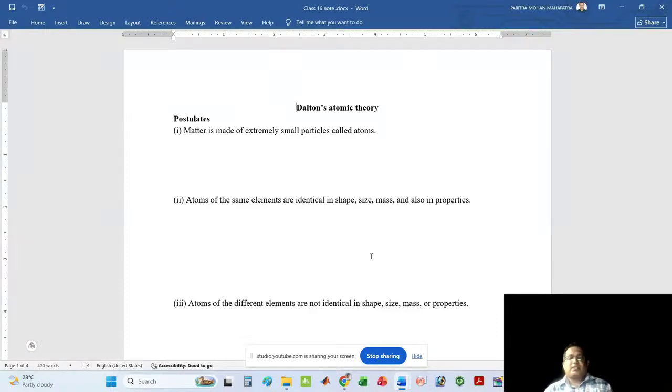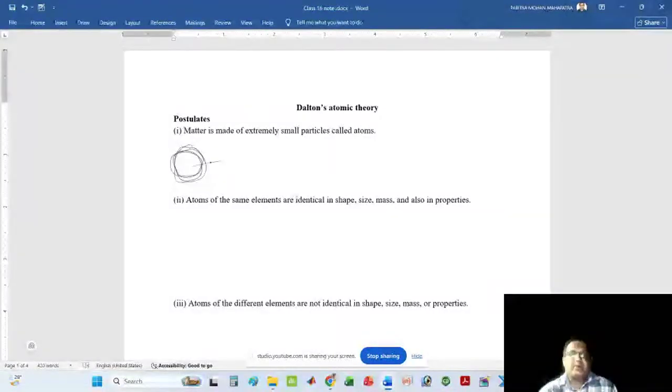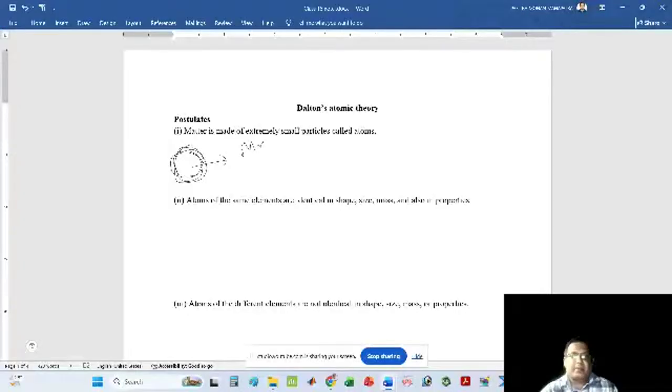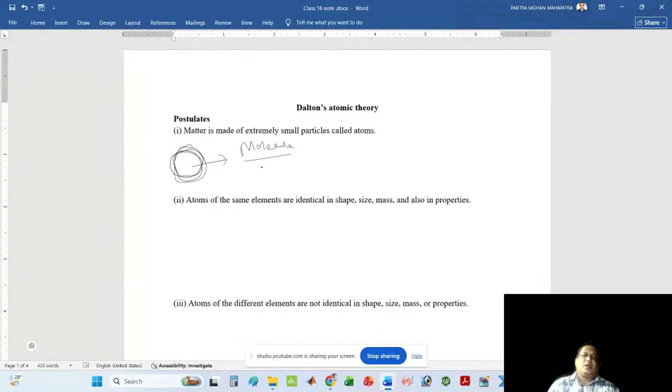What are the postulates of Dalton's atomic theory? According to Dalton, matter is made of extremely small particles called atoms. If you break the matter, then the matter is made of different molecules, maybe the same types of molecules, maybe different types. If you break the molecule again, then a small particle is found that is said to be an atom. The word atom is derived from the word atomos, which means indivisible.